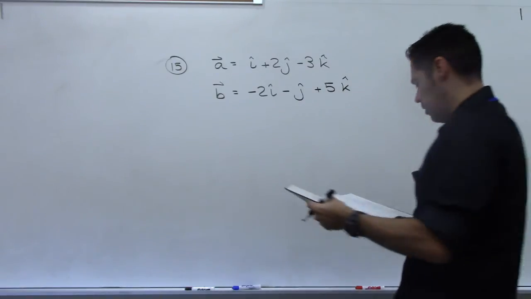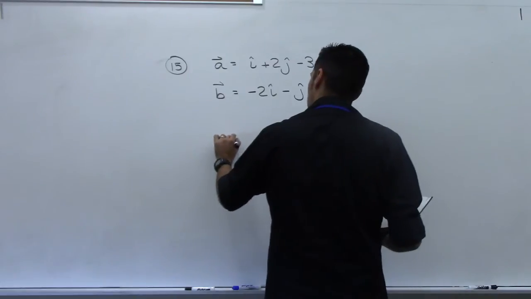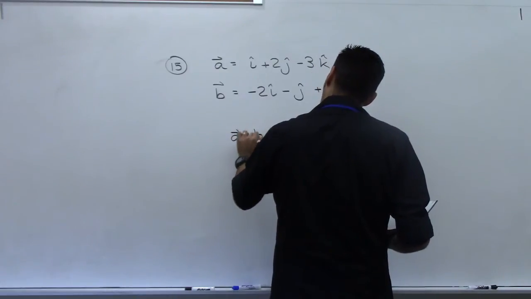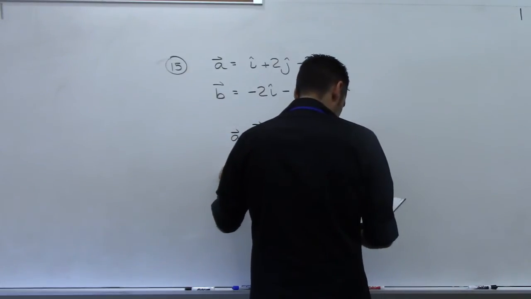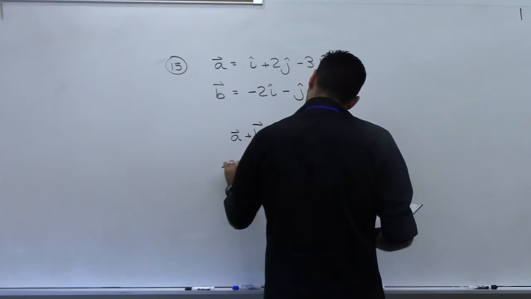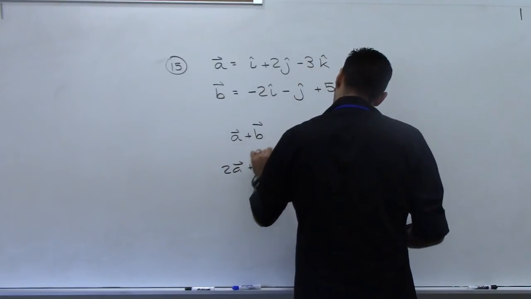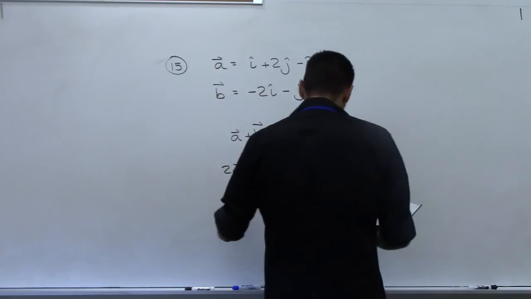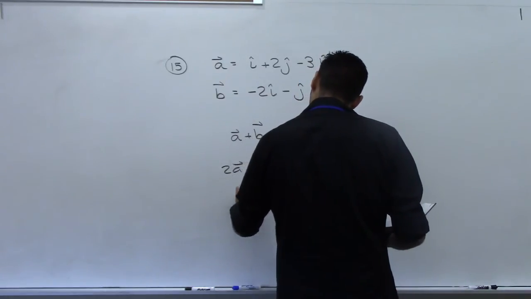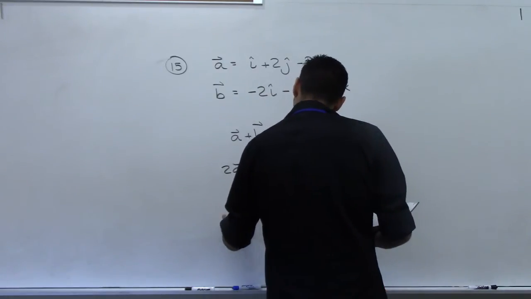The first thing I want to do is find a plus b. Then I want to find 2a plus 3b. And then I want to find the magnitude of a, and then the magnitude of a minus b.